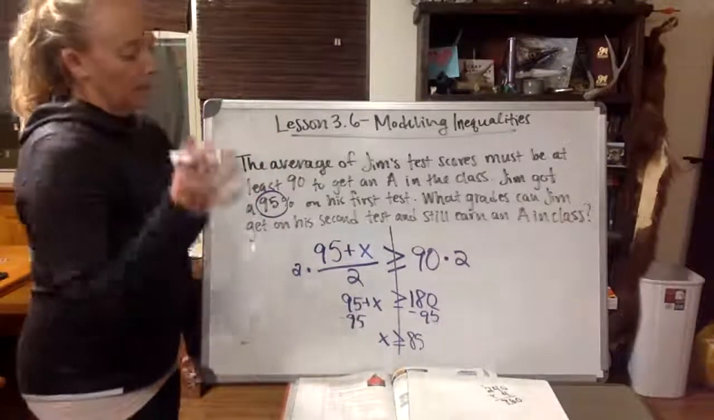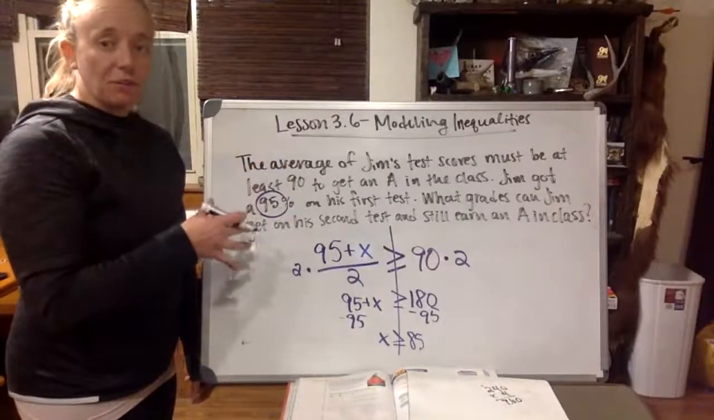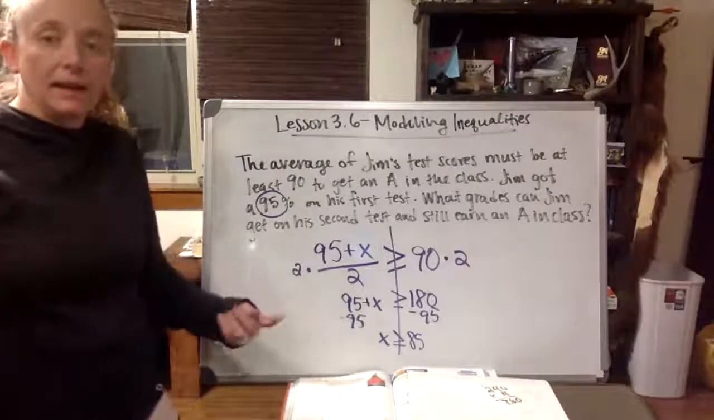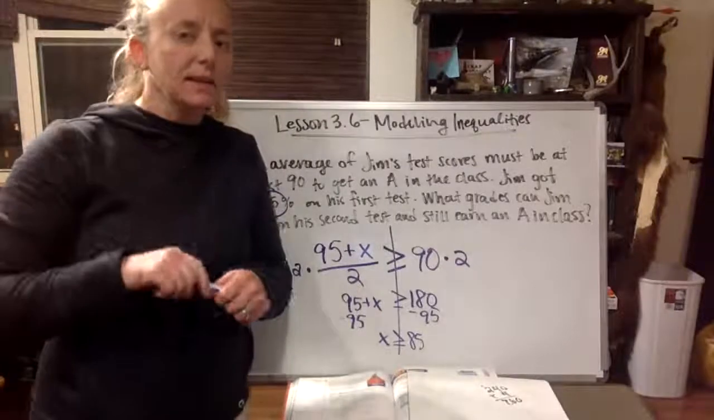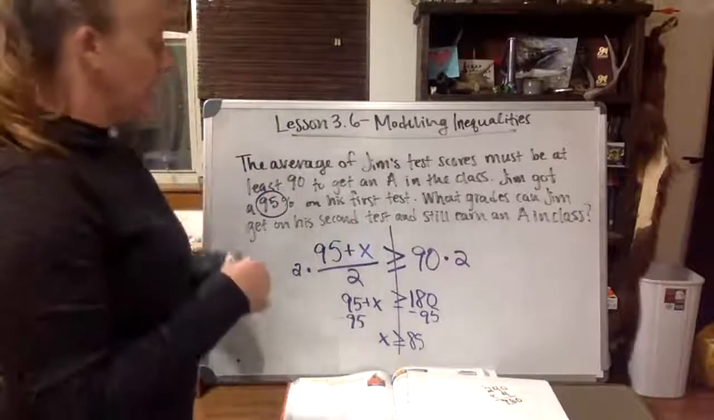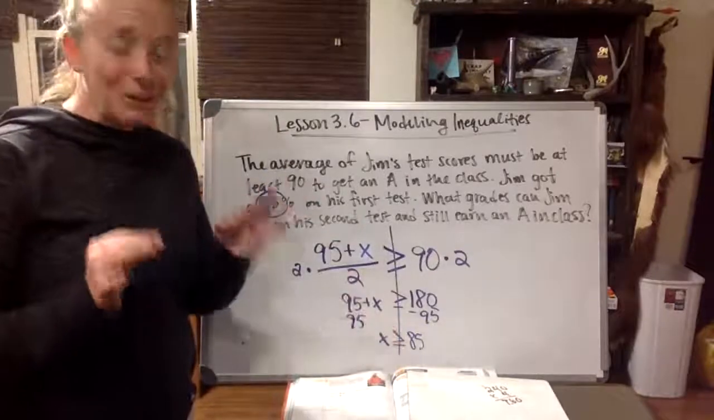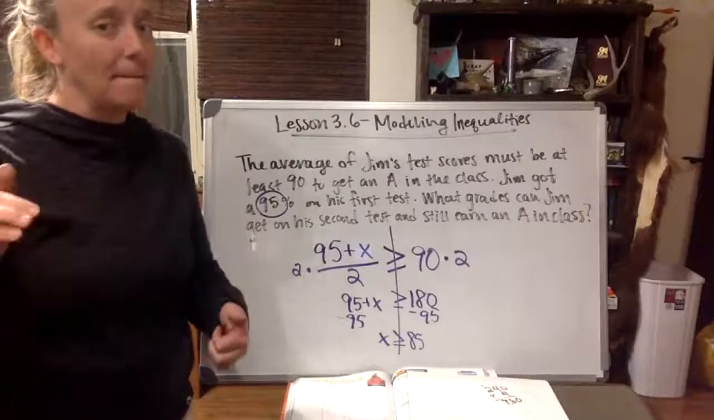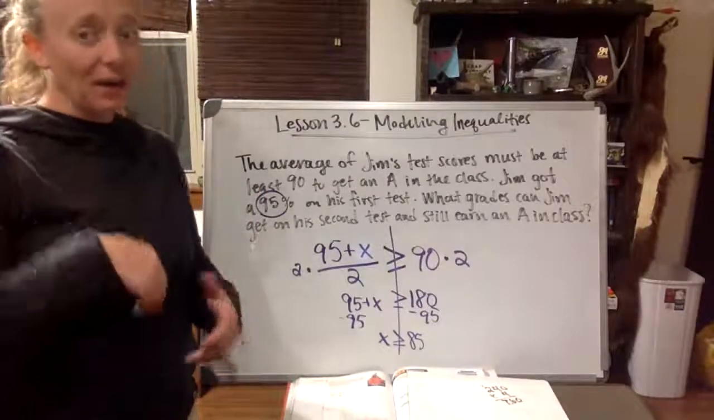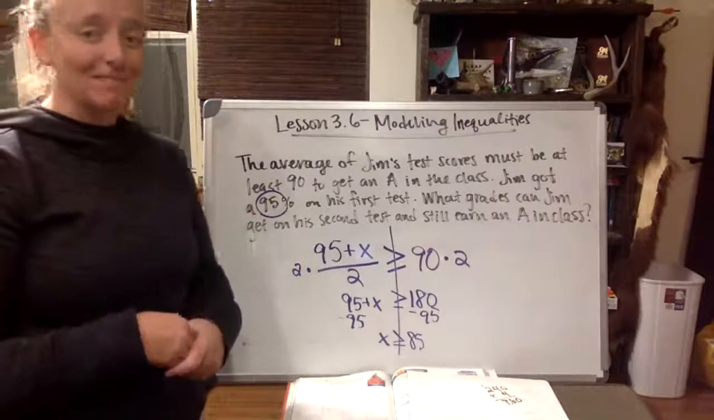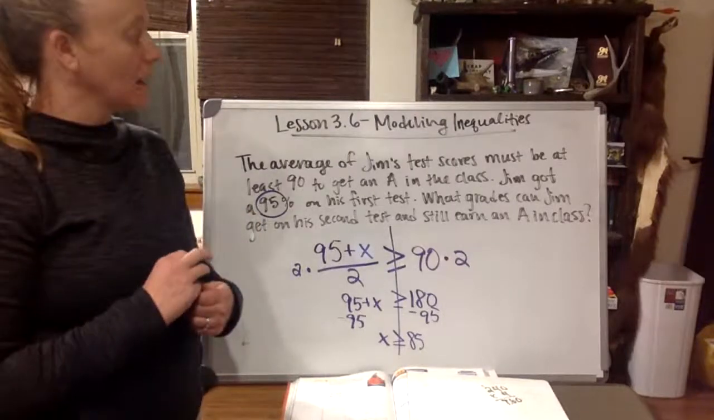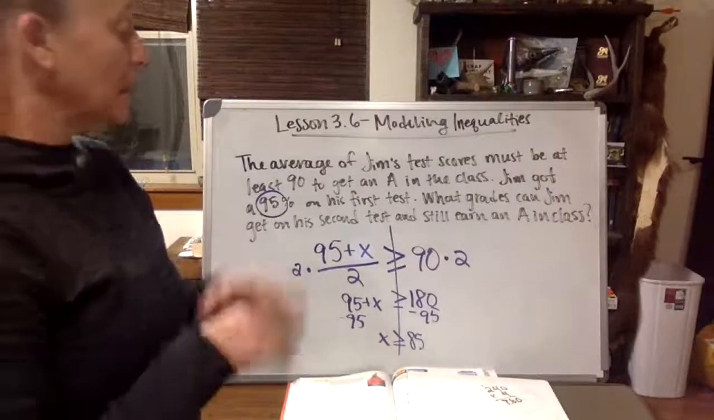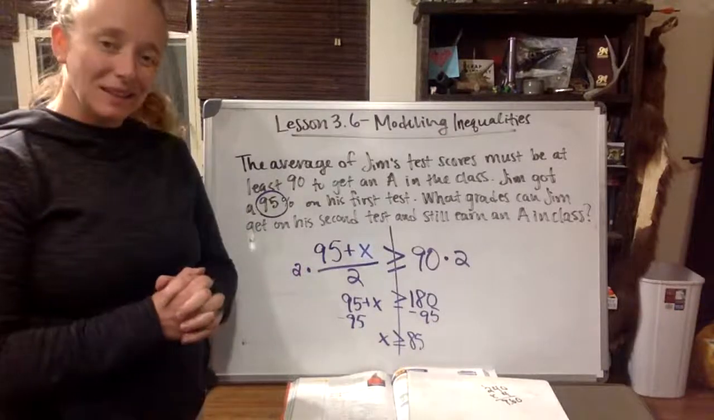So essentially, Jim could get an 85% on his second test, or he could get anything higher than that. If he got a 90 on that second test, he's guaranteed an A in class. If he got an 86, he's guaranteed an A in class. If he got an 85, awesome. If he gets an 84.5, bummer, Jim. You are now at a B+. And that's lame. I mean, technically his teacher probably could give him some extra credit and he'd still get an A-, but yeah, that sucks.